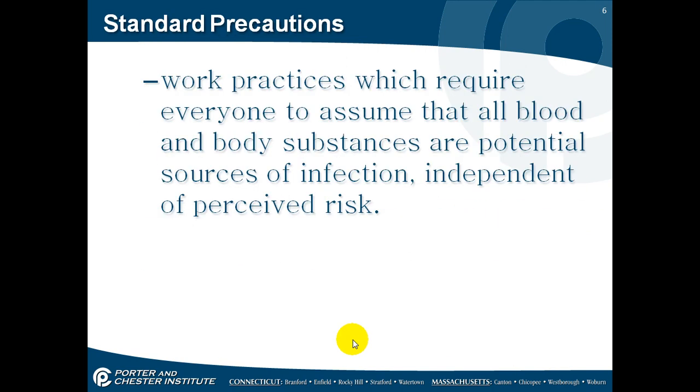So standard precautions used to be called universal precautions, and it means that every person you work on, you're going to treat them as if they have every kind of disease. You're not just looking and judging.